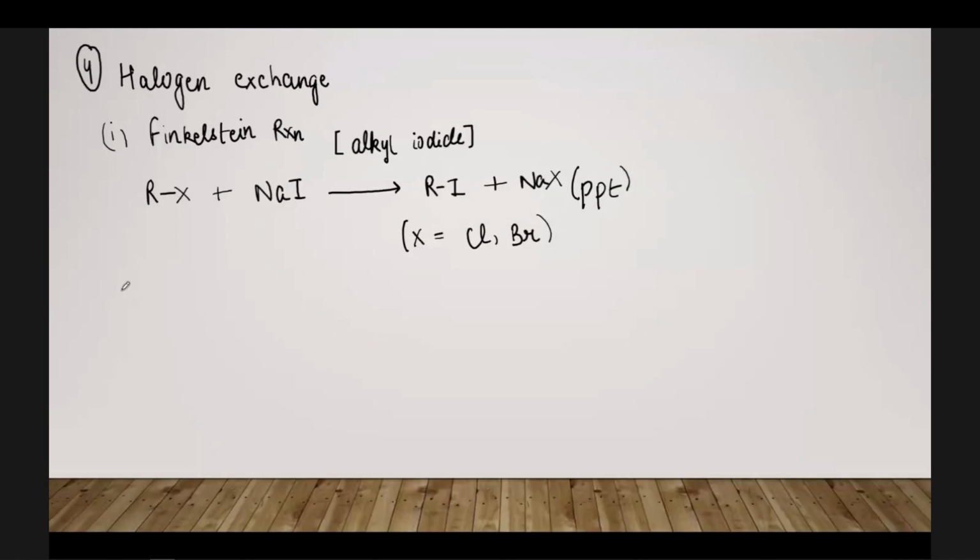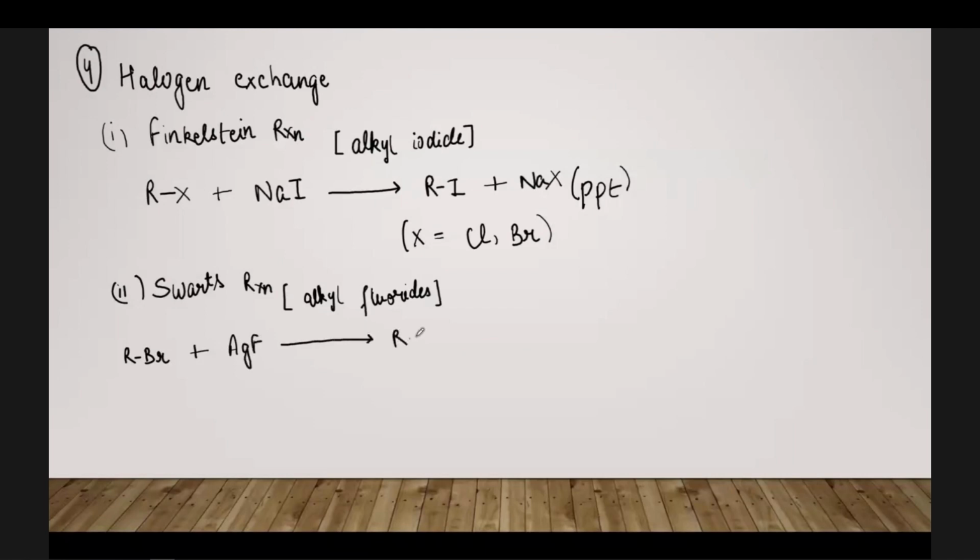Now we will go to the second category of this halogen exchange, and that is also a special reaction, the Swarts reaction. This reaction is for the preparation of alkyl fluorides only, no other halide. Alkyl fluorides only. So this is also a simple reaction. We take the bromide, and we get RF plus AgBr. It is a simple double substitution reaction, but this AgF is a metallic fluoride.